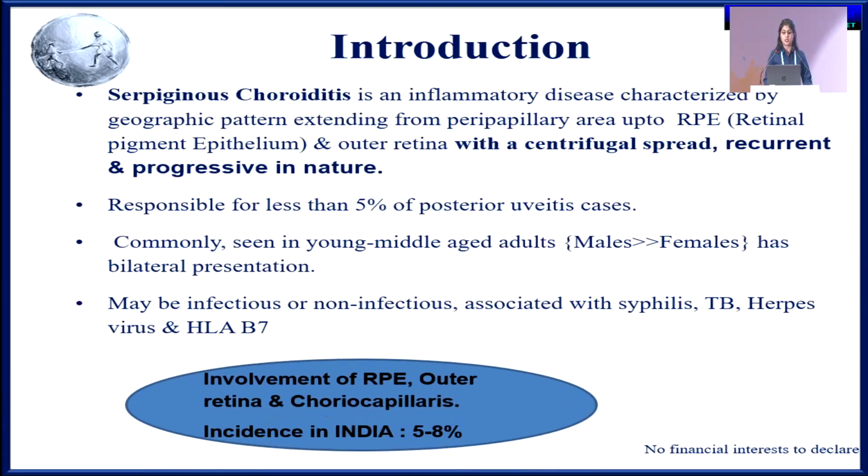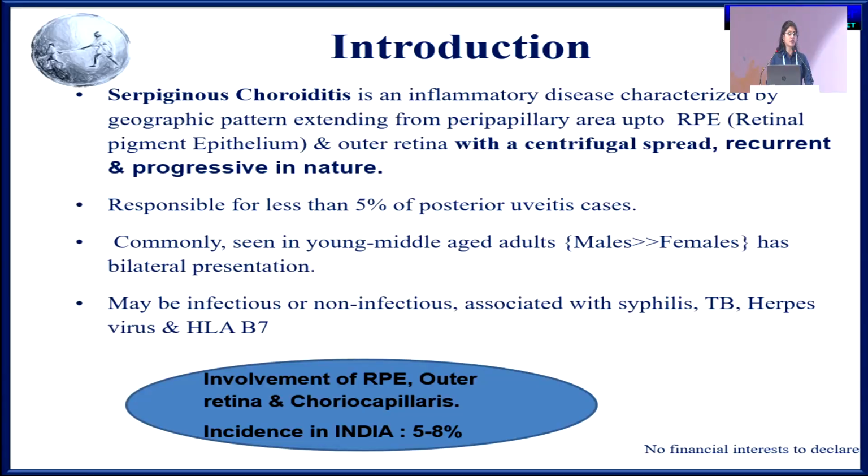Serpiginous choroiditis is an inflammatory disease characterized by a geographic pattern extending from the peripapillary area, that is from the optic disc, up to the RPE and outer retina in a centrifugal manner. It is recurrent and progressive in nature. It is responsible for less than 5% of posterior uveitis cases, commonly seen in young middle-aged adults. Male predilection is more common than female, and it has bilateral presentation as well.